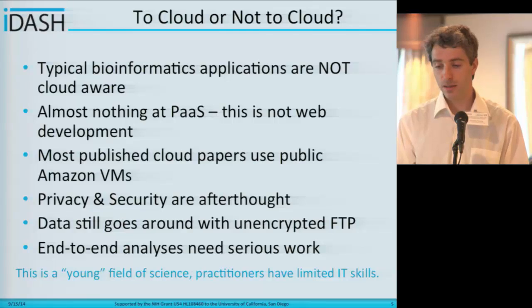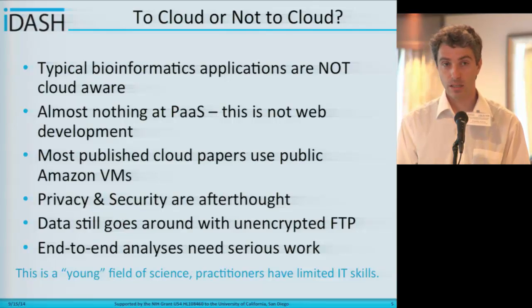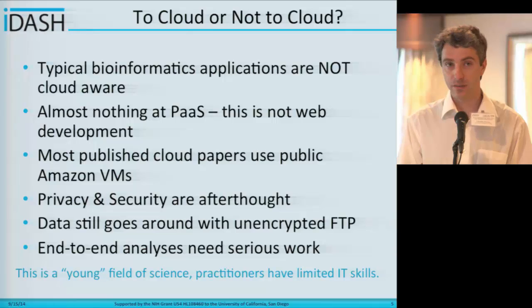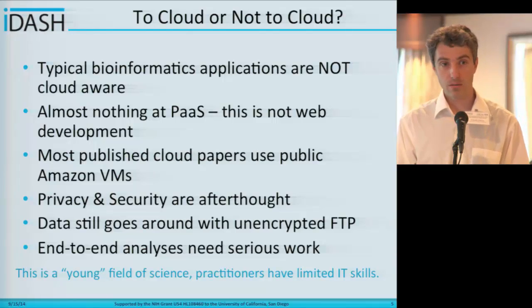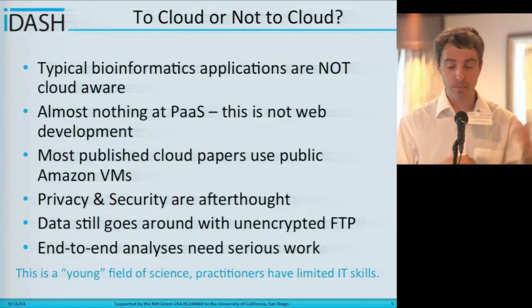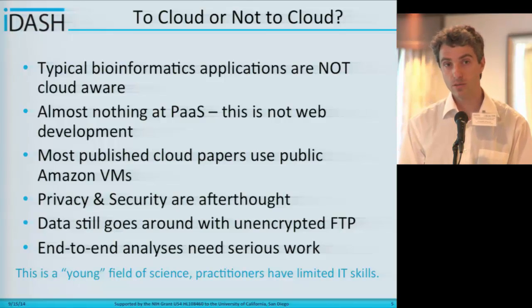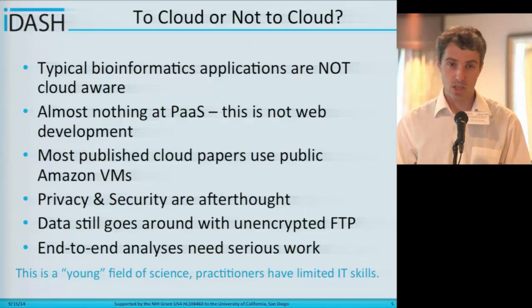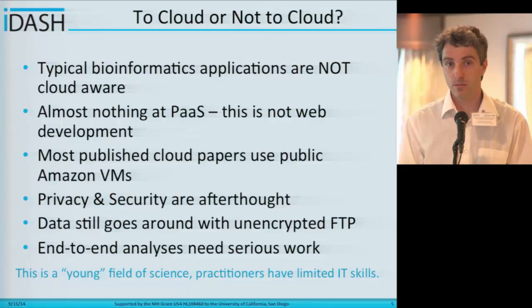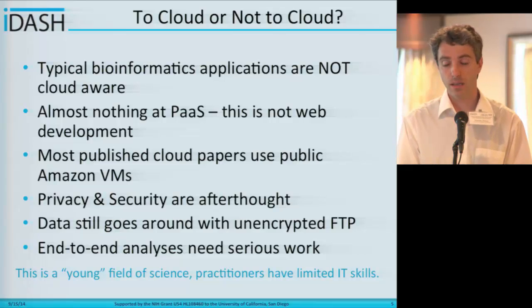Well, the first thing is, as I mentioned, the applications are not designed for the cloud. In the best case, they are designed for a cluster and nothing more. There's nothing at the platform as a service level. That means there is no API that you can use to FedEx your data or publish it somewhere. There's not something like that. Most published work actually uses Amazon Cloud because it's cheap and it's there. Privacy and security are an afterthought because the people that are doing it are not really trained to think this way. And data still goes around with, again, unencrypted FTP.